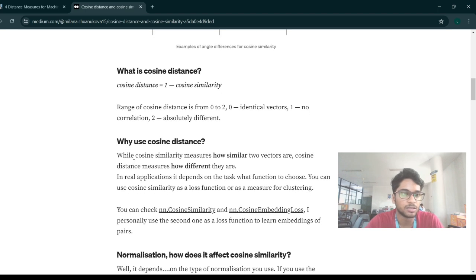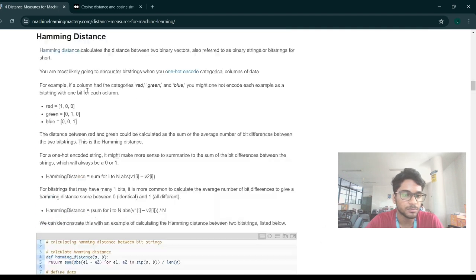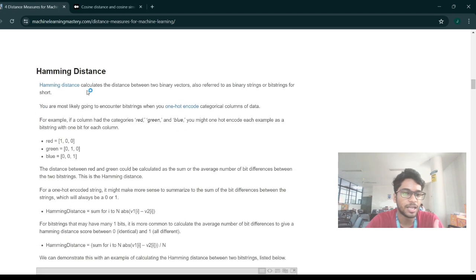Now the second one is Hamming distance. Hamming distance calculates the distance between two binary vectors, also referred to as binary strings or bit strings for short. You are more likely to encounter bit strings when you one hot encode categorical columns of data.